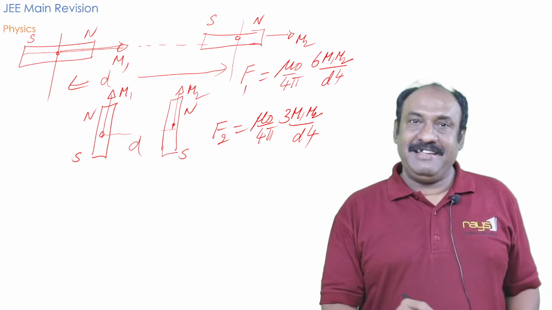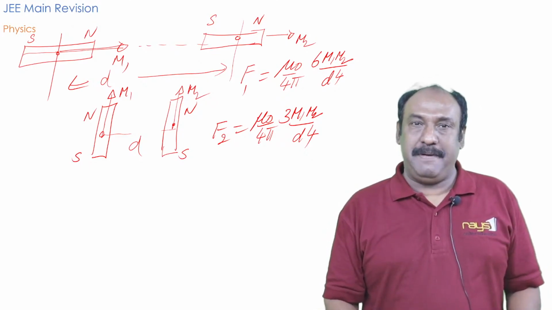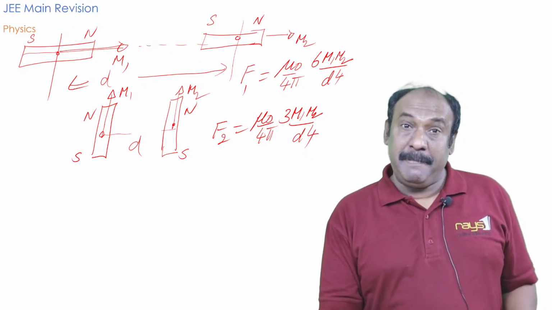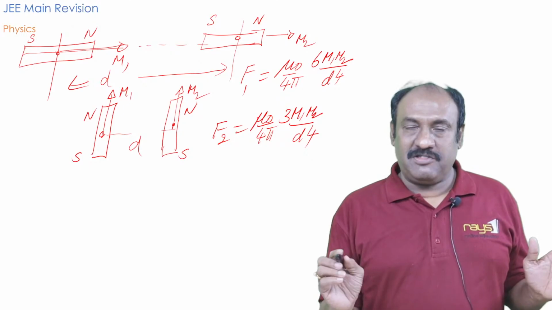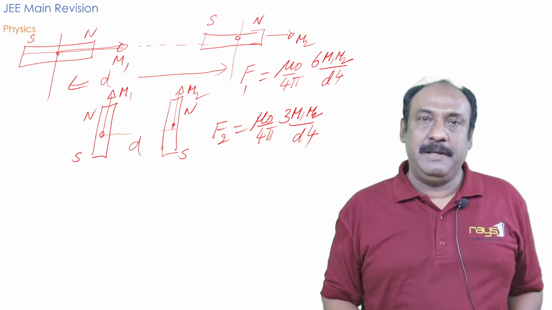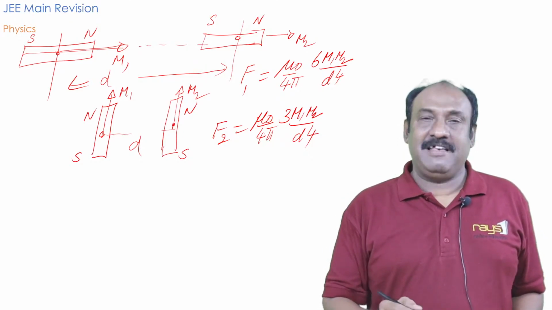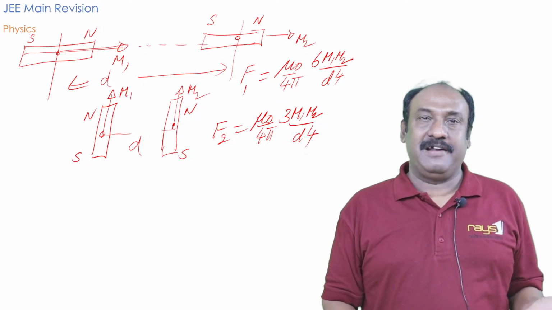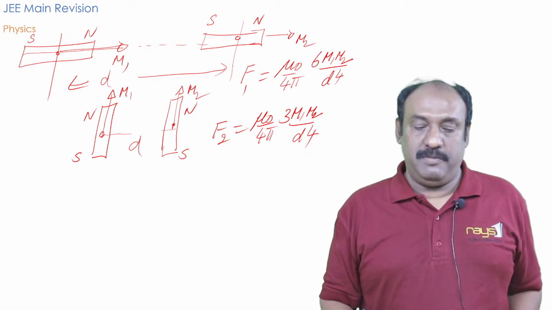So if d is the distance between the two magnetic moments of the two bar magnets kept parallel to each other, d is the perpendicular distance between their magnetic axes, then there is a force of interaction. Force of attraction or repulsion depends on the arrangement of the poles. So in this case the force, either of attraction or repulsion, is given as mu naught by 4 pi into 3 m1 m2 by d power 4.